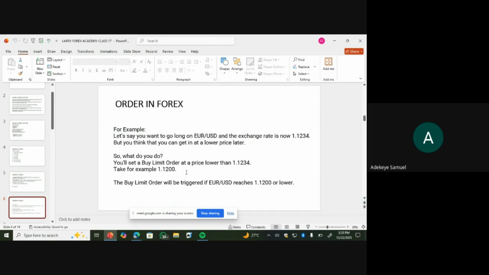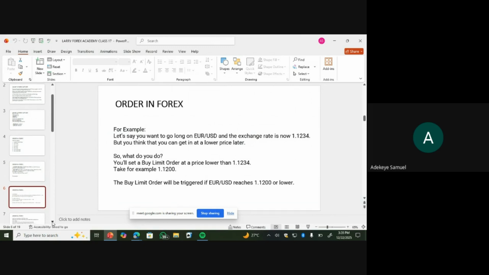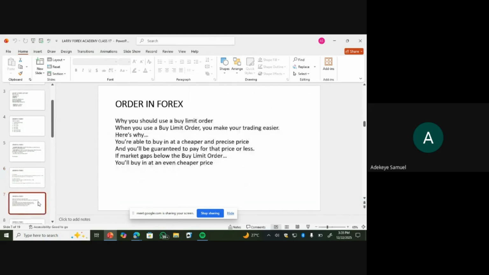All right, so let's move on now to the next one. Why do you use a buy limit order? When you use a buy limit order, you make your trade easier. A buy limit order works for people that are always busy. After they have done their analysis, they don't want to miss out on any opportunity in the market, so they just set their limits.